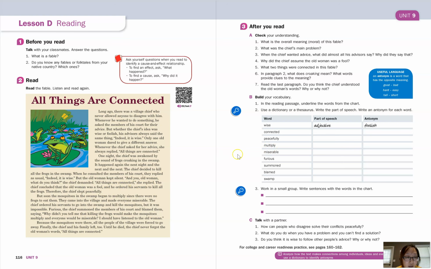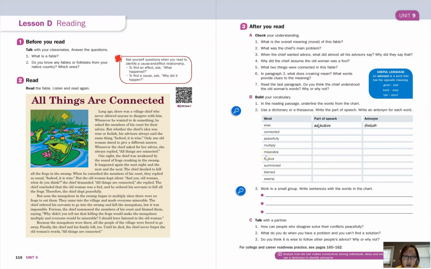Okay, and let's keep going. Multiply is over here. Why didn't you tell me that killing the frogs would make the mosquitoes multiply? Okay, so the part of speech is a verb, multiply, and then for an antonym you might say divide, multiply and divide, or even you could say decrease, because in this case the word multiply is not a math term, but it means like increase. Okay, so you could say decrease is the opposite.